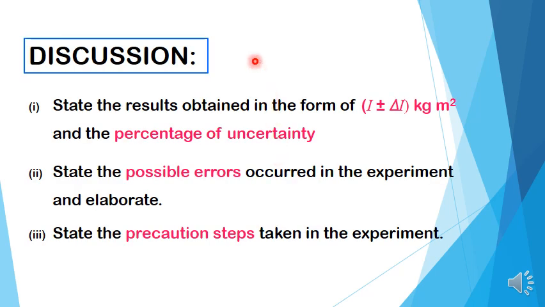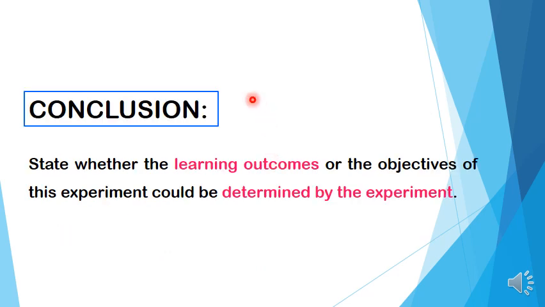Discussion. Roman 1. State the result obtained in the form of I plus minus del I with the units, and state also the percentage of uncertainty. Roman 2. State at least 2 possible errors that occur in the experiment and elaborate them. And Roman 3. State at least 2 precautionary steps taken in the experiment. Last but not least, the conclusion. State whether the learning outcomes or the objectives of this experiment could be determined by the experiment.